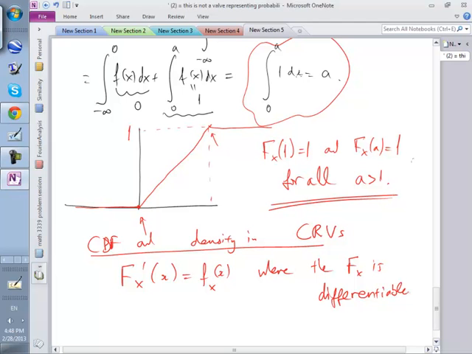Do you understand the word differentiable, or should I turn the video off? Are you all familiar with the term differentiable?